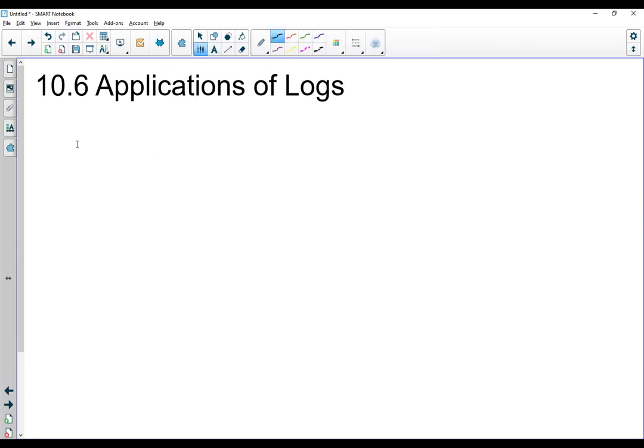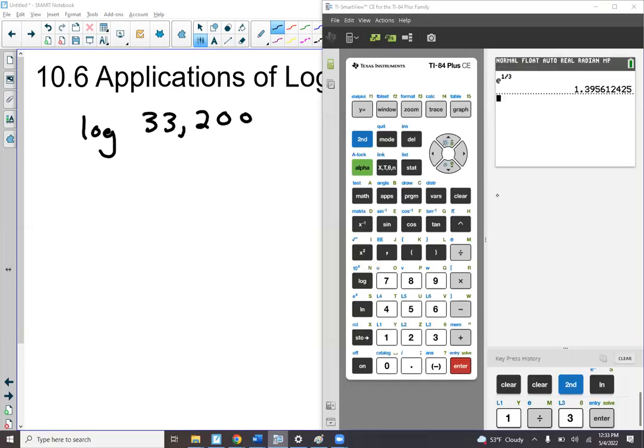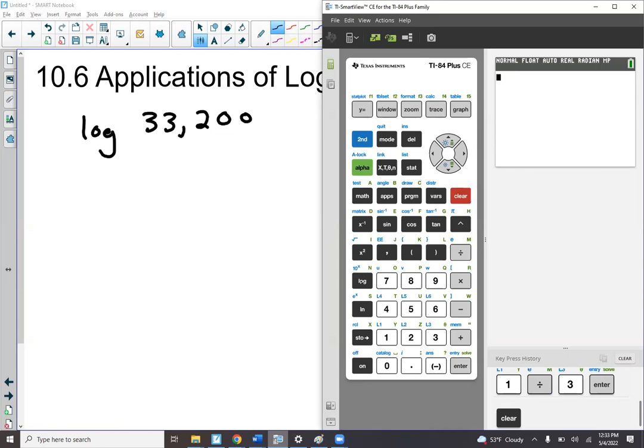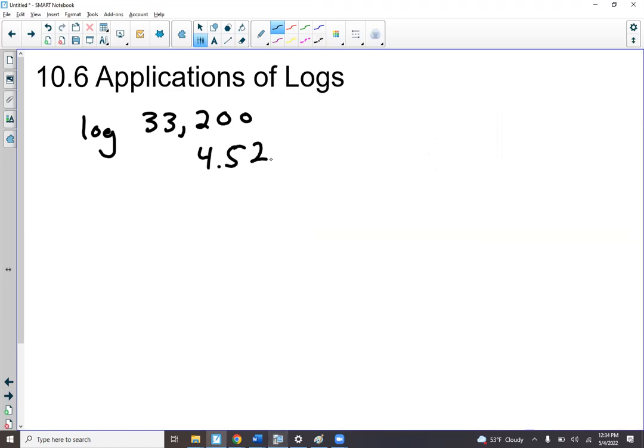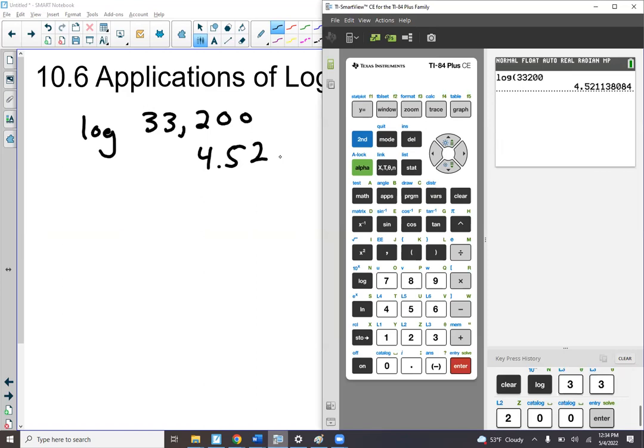If I ask you, please give me log of, let's say, 33200, something like this. You just put it in your calculator. It's 4.52. Let me share it so I could show the screen too. You literally just click the log button, 33200. I'm going to ask for 2 decimal points, so 4.52. Again, just plug it into your calculator. Pretty straightforward.